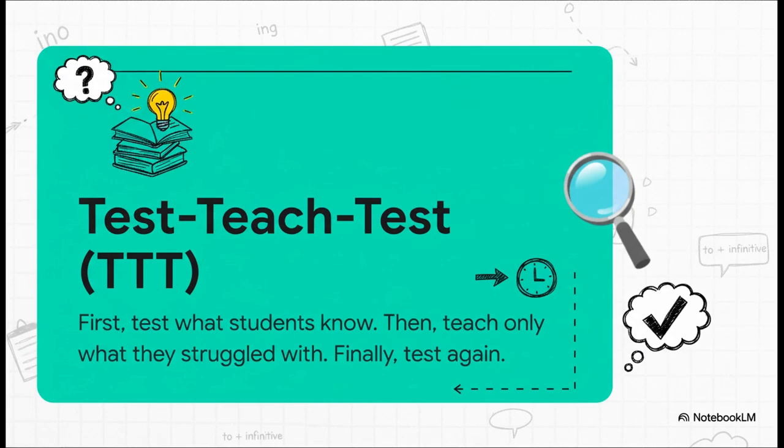A variation on this is test, teach, test, which is super efficient. You start with a little test to see what students already know. Then you teach only the parts they got wrong. And finally, you test them again. That way, no time is wasted on stuff they've already got down.